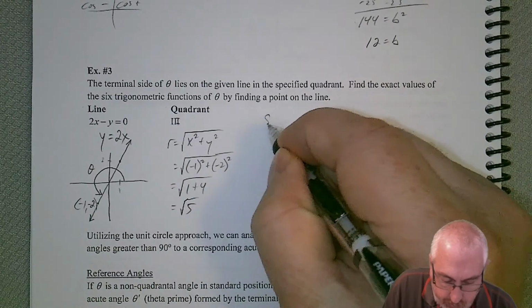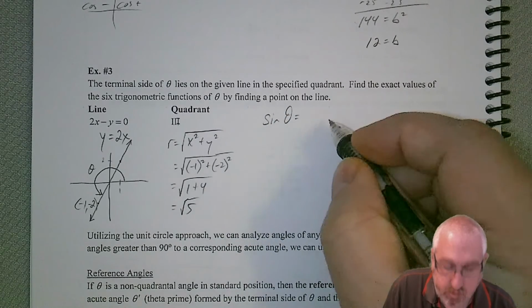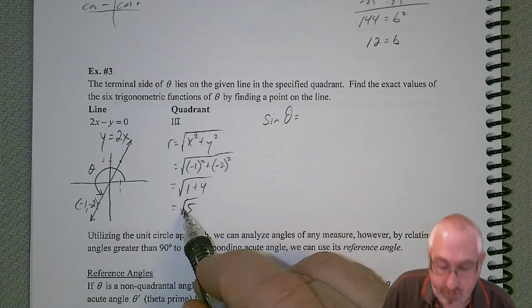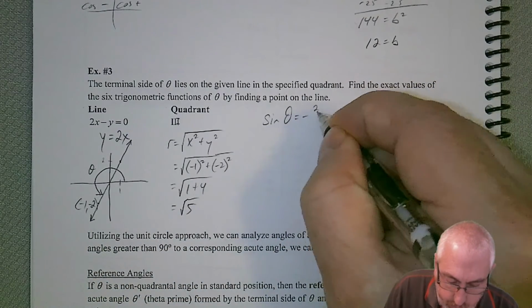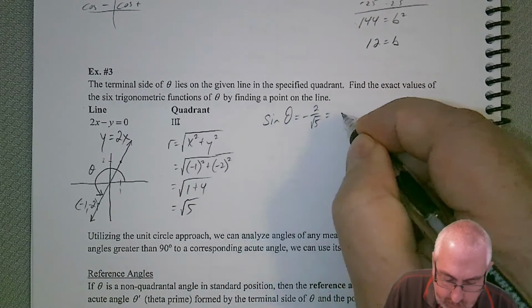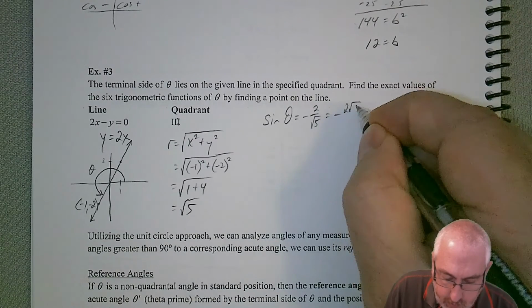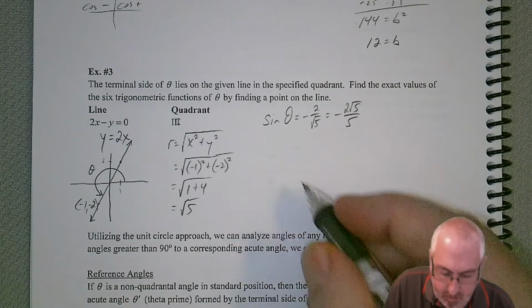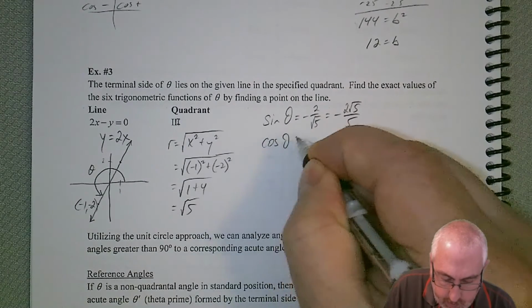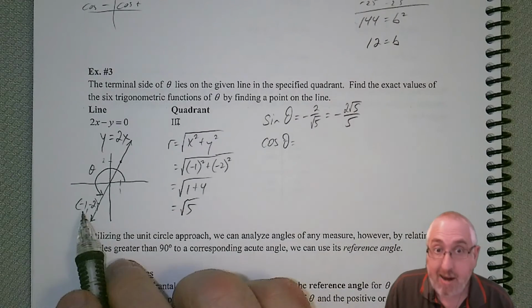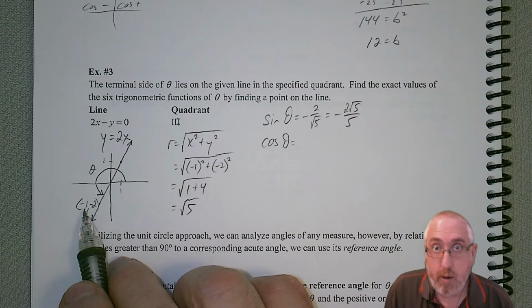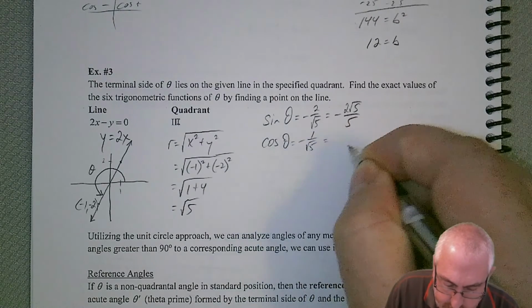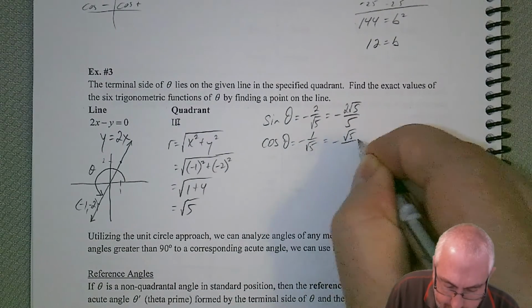So let's start with sine. So sine, remember, is y over r, so y is -2, r is square root of 5, so we got -2 over the square root of 5, and let's rationalize the denominator. So -2 square root of 5 over 5. Cosine should be x over r, so -1 over square root of 5. And same thing, let's rationalize that.